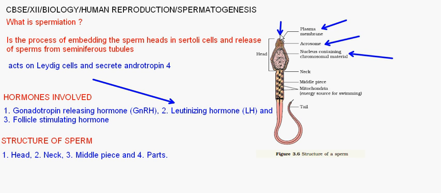Now next part is the neck region. Middle piece is this part. It consists of several mitochondria which are rich in energy, we know. It helps to maintain the motility of the tail. This is the tail part, as you can see. During each ejaculation, 200 to 300 million sperms are released.